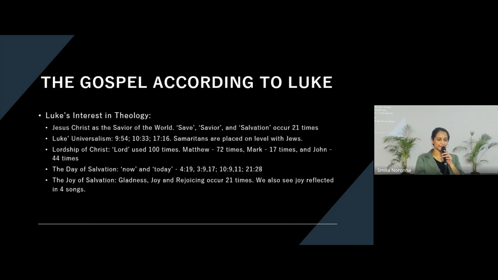So joy, gladness, rejoicing occurs 21 times in the book of Luke. And we see four songs recorded. That's Mary's song in Luke 1, Zechariah's song also in Luke 1, and then the angel's song and Simeon's song in Luke 2. So all of these songs are songs of joy because of salvation that is coming in Jesus. So Luke is very focused on that message of joy because of the coming of Christ and salvation through Christ.